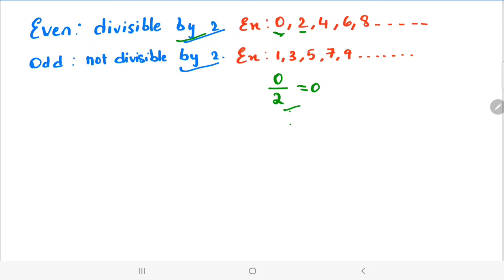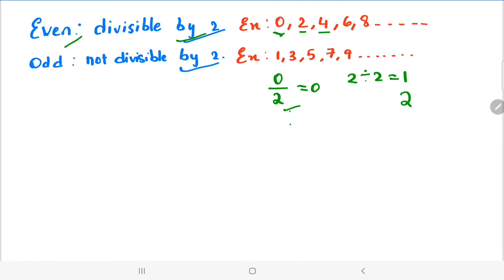If we take 2, 2 is also divisible by 2. So when we divide 2 with 2, we will get 1. Even 4 is also divisible by 2. When we divide 4 by 2, we will get 2. So whenever numbers are exactly divisible by 2, then they are known as even numbers.